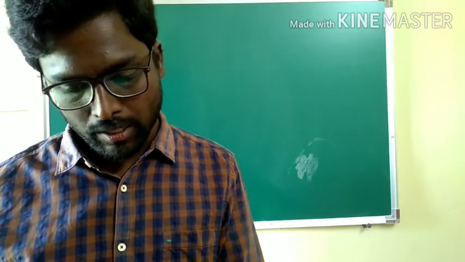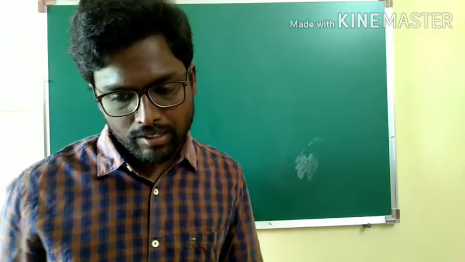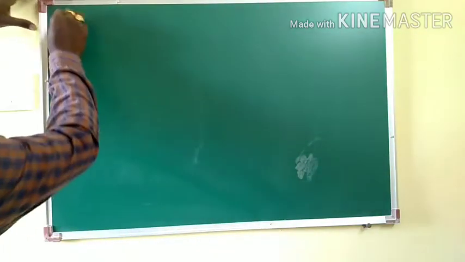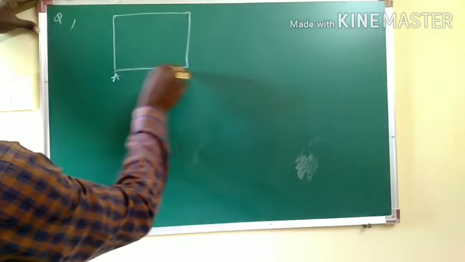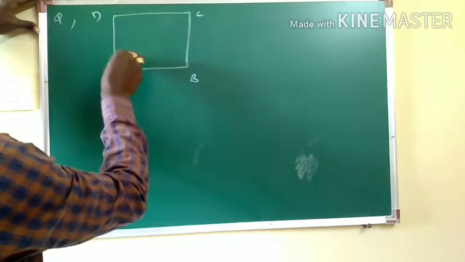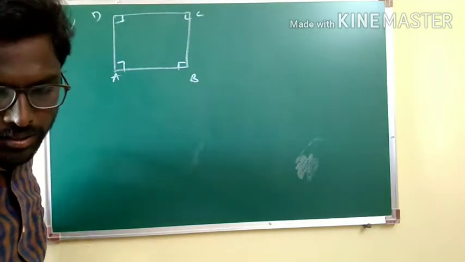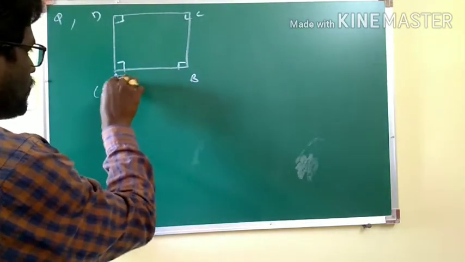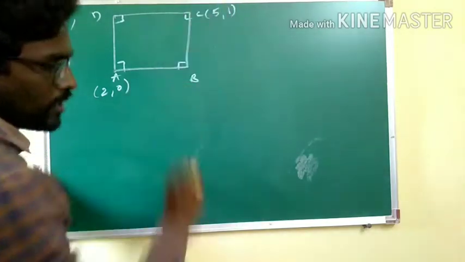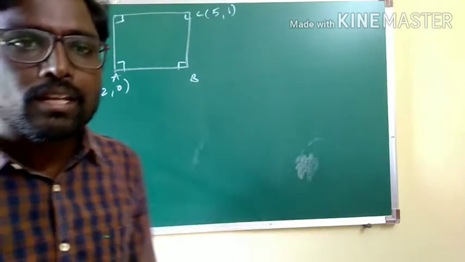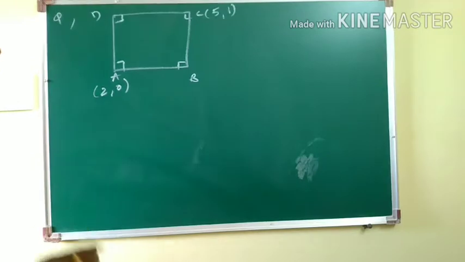Yeah, good. The next problem I gave: the opposite angular points of a square are, let's say ABCD is the square with every angle 90 degrees, 2 comma 0 and 5 comma 1. Then find the remaining points. What can be the idea here?